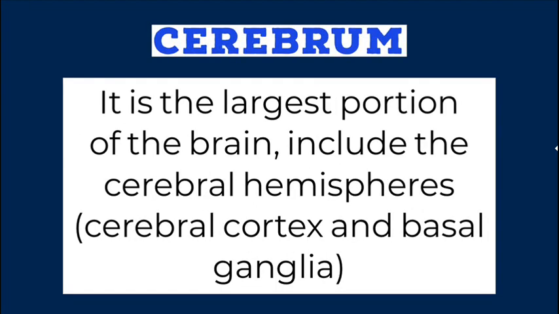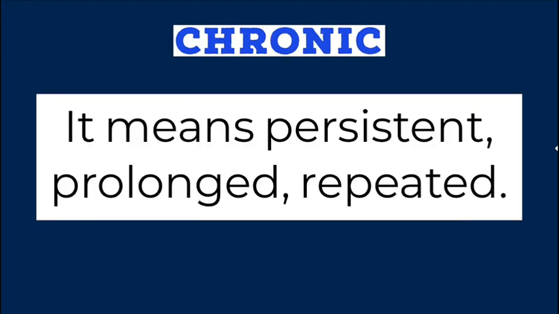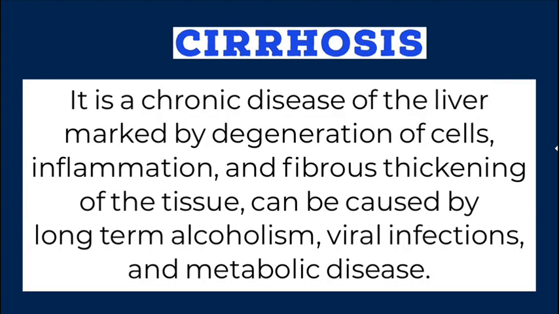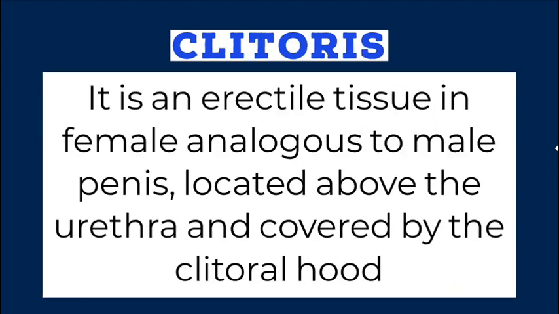Cerebrum. It is the largest portion of the brain, including the cerebral hemispheres, cerebral cortex and basal ganglia. Chronic. It means persistent, prolonged, repeated. Cirrhosis. It is a chronic disease of the liver marked by degeneration of cells, inflammation, and fibrous thickening of the tissue, can be caused by long-term alcoholism, viral infections, and metabolic disease.